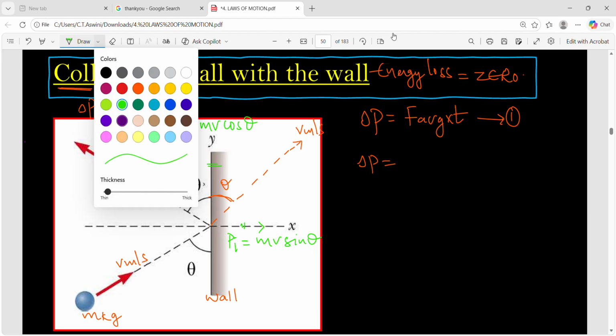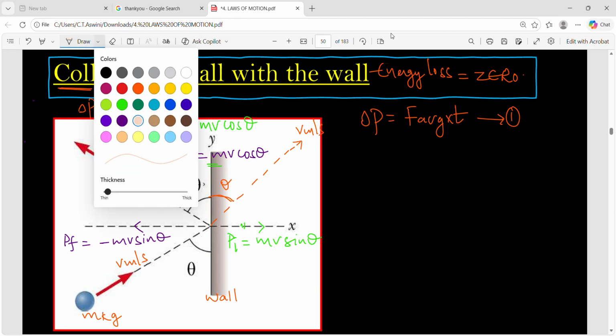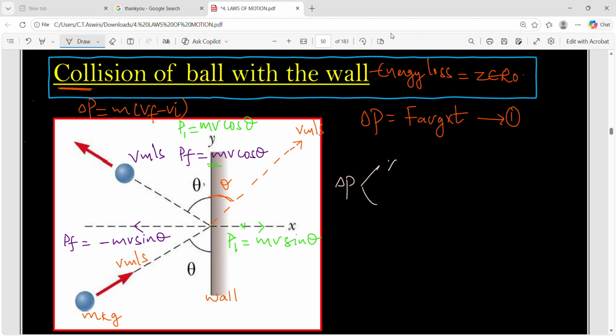Similarly, find out the momentum along x and y for the final case. Final momentum along y is m v cos theta again. And what is the final momentum along x? Negative, so minus, perpendicular, so sine theta: minus m v sine theta. Now find out the change in momentum in x and y. This is a 2D motion of the ball, right? So we have to resolve it into two components. If I take the change in momentum along x direction, what is it? P final is minus m v sine theta, so minus m v sine theta minus m v sine theta. So you'll get minus 2 m v sine theta.